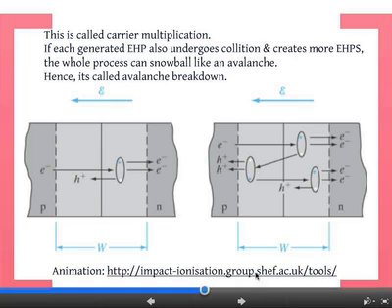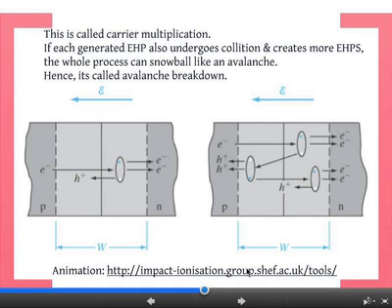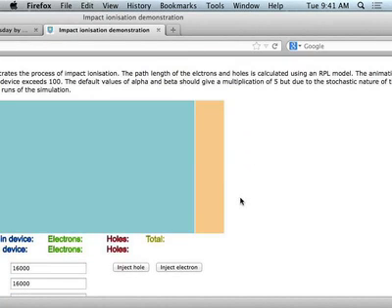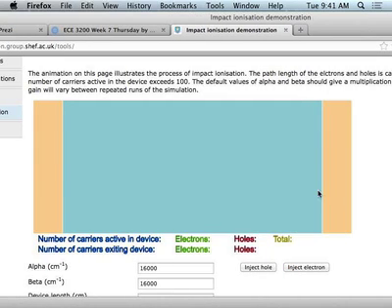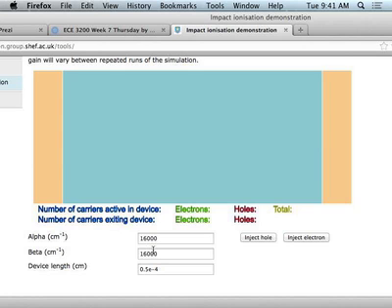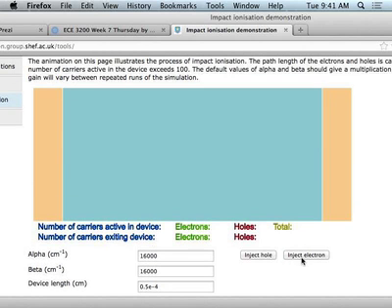Let's see if I can open this website that shows a really nice animation to understand this. So essentially, this is the same thing. You have a P-type material, N-type material, a large depletion region, so you can actually see what's going on. So let's say you inject an electron. Okay, they have certain mobilities for the electrons and holes. You have a certain device length. You inject an electron, it comes in, you create a hole, and you have 2 electrons going out.